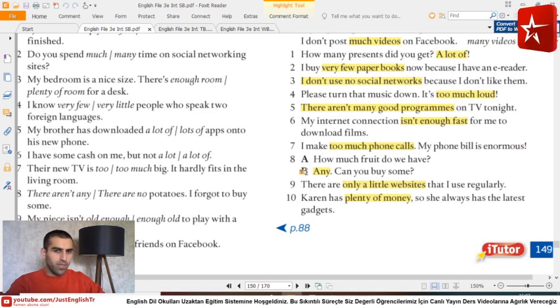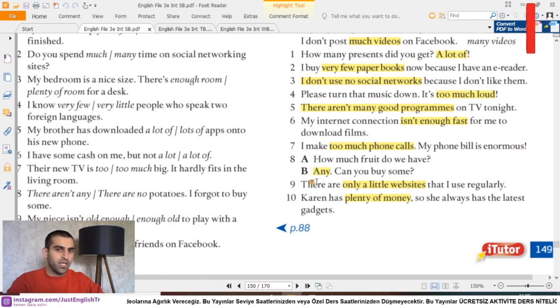Let me say something. We use none in short answers. As I explained in the first part of the lesson, any is false here. It's not correct. So how much fruit do we have? None. We didn't buy anything. So can you buy some? Okay. Any is false. We should use none here.